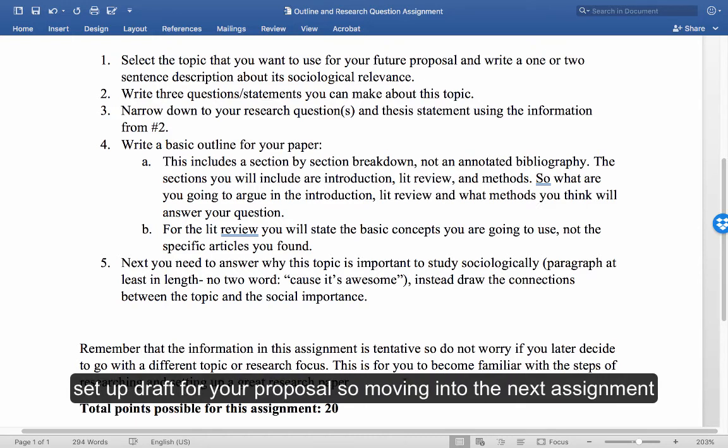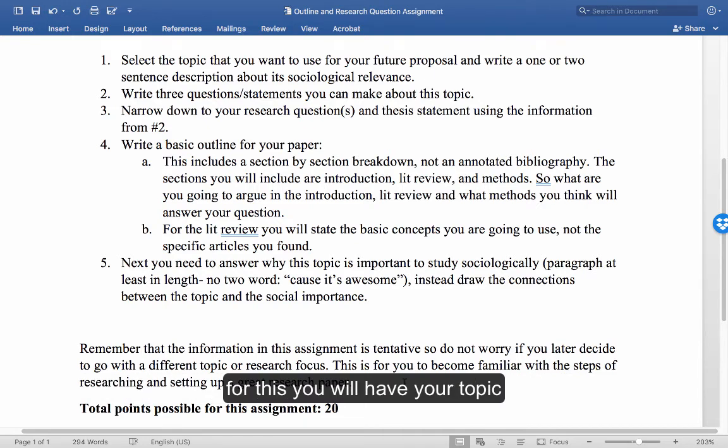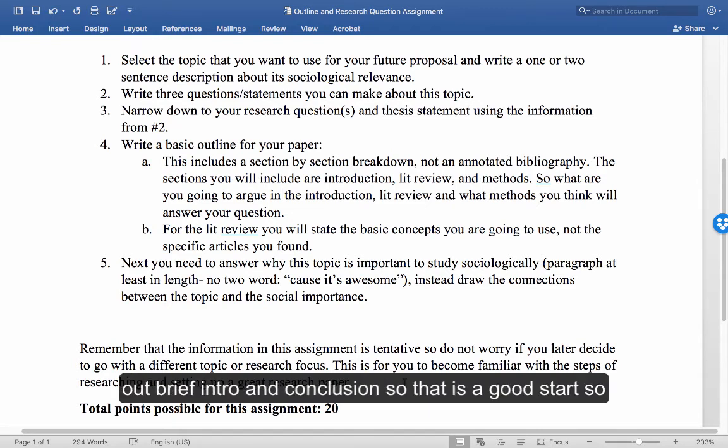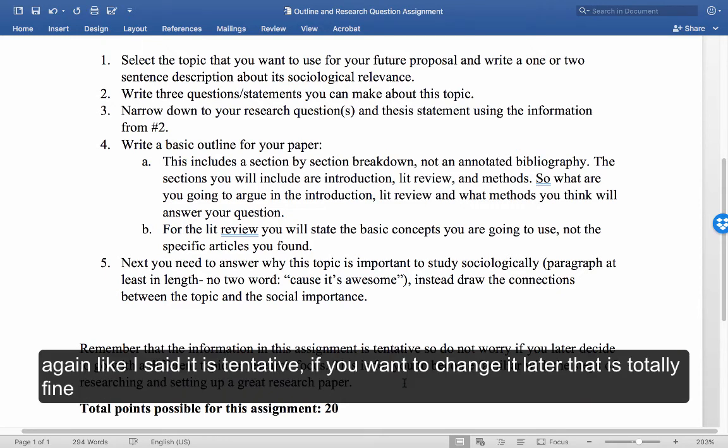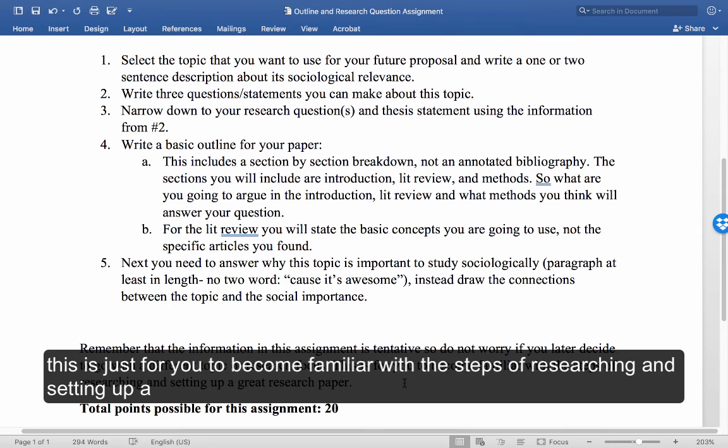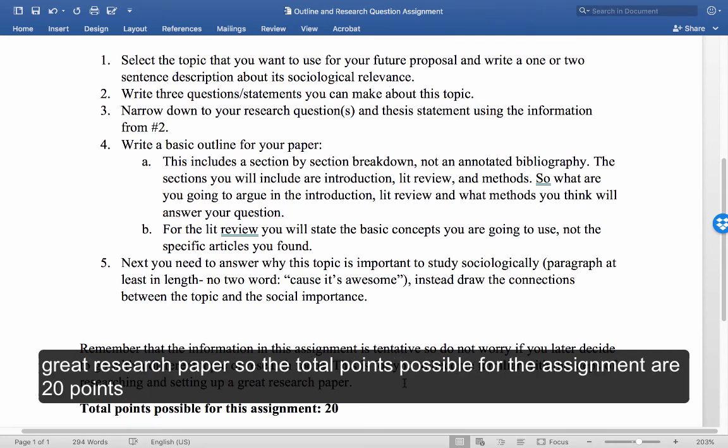So moving into the next assignment for this, you'll have your topic, your research question or thesis statement, your basic outline, and a fleshed out brief intro and conclusion. So that's a good start, right? So again, like I said, it's tentative. If you want to change it later, it's totally fine. This is just for you to become familiar with the steps of researching and setting up a great research paper.